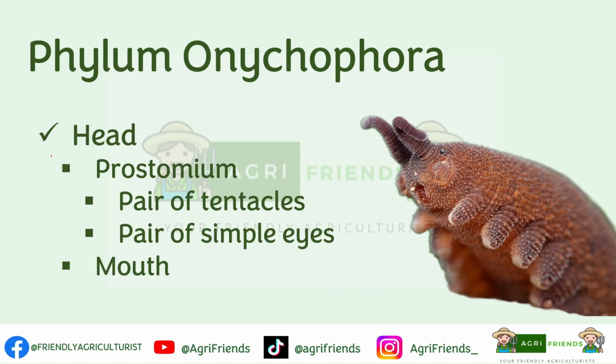So the head of the onychophoran or the velvet worm comprises the prostomium, and in that prostomium, they have a pair of tentacles and a pair of simple eyes. They also have a mouth.